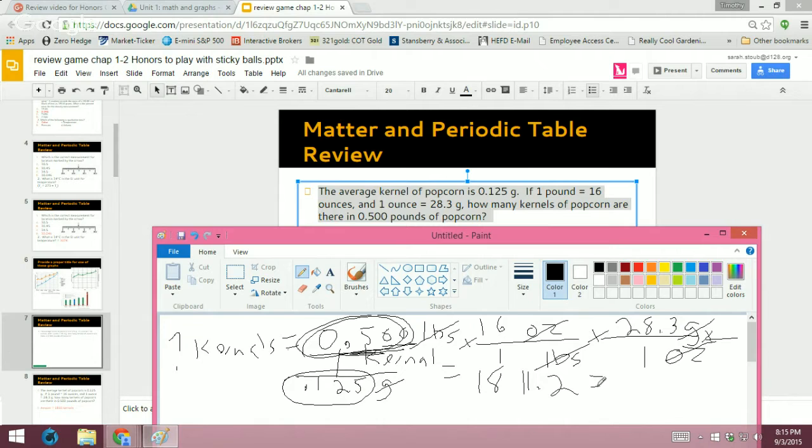So this should have 3 sig figs, which means I need the 1, the 8, and the 1, and then a 0 afterwards to be a placeholder. I have 1,810, and for units, kernels. And that's what I got.